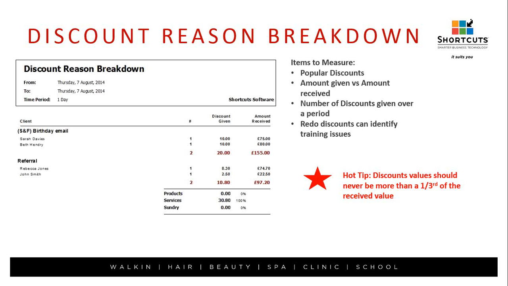You can see which discounts were given, and also redo discounts. If you do happen to do any redos or complementaries, they can be identified, and especially if you look at the other report, the one by employee, you can identify if there are a lot of redos against one employee. That can identify training issues that may need addressing, i.e. further colour training, etc.